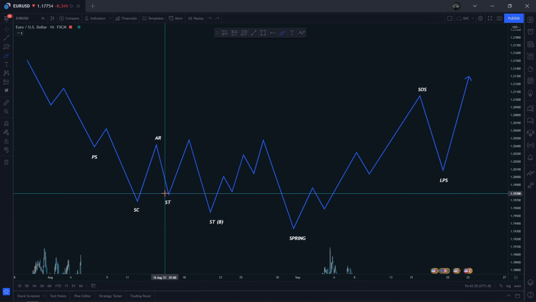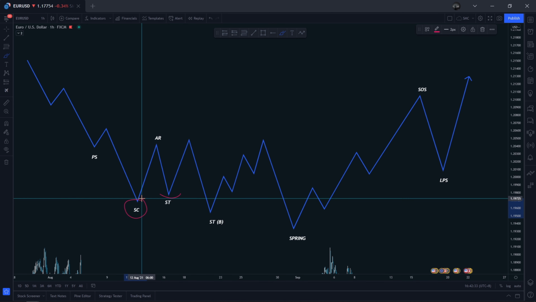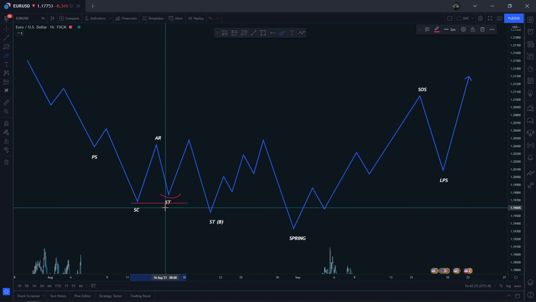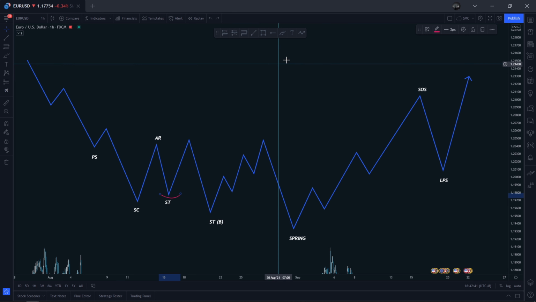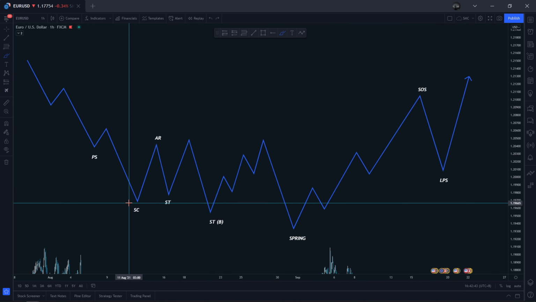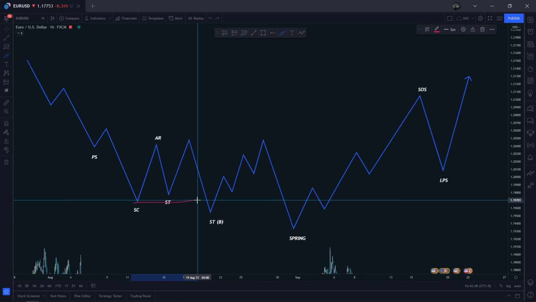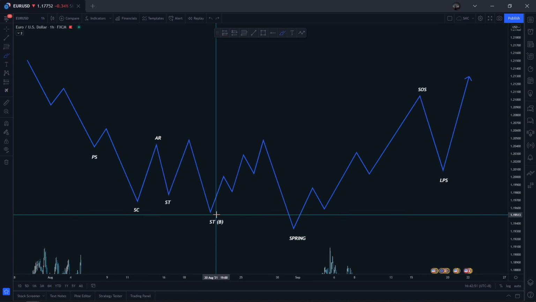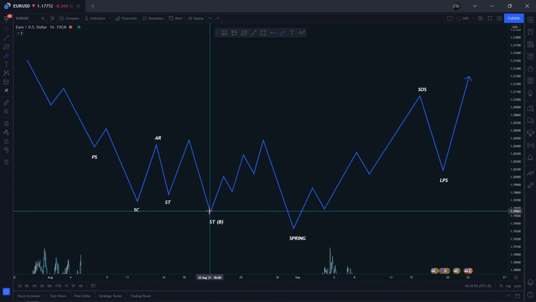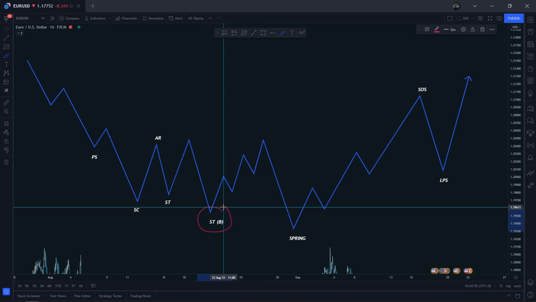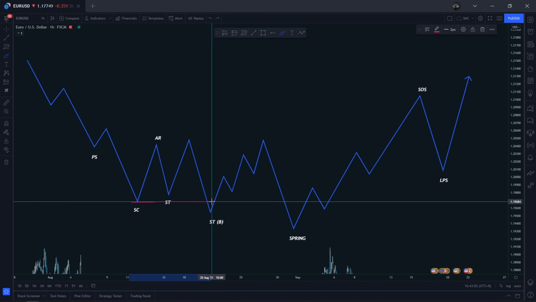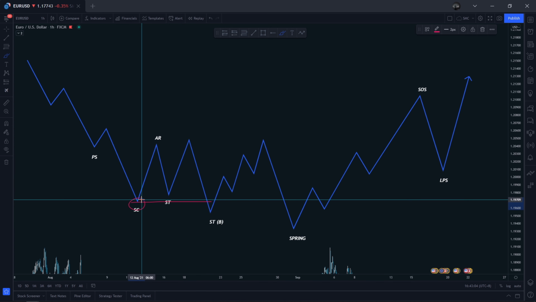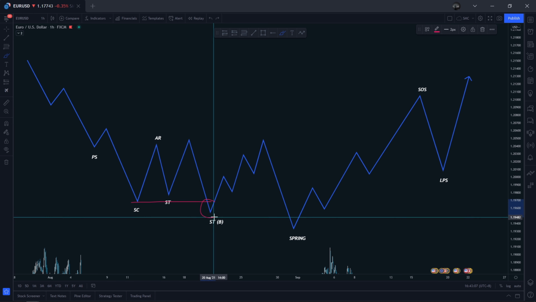Then we have the ST. The ST could also be an equal low with the SC, but usually ST should never be below SC, because if the ST, or secondary test, went below the SC, then it should be called an ST in phase B. That's why we have the secondary test in phase B. We only have a secondary test in phase B if it breaks lower from the SC. So since it broke lower, we call this an STNB.